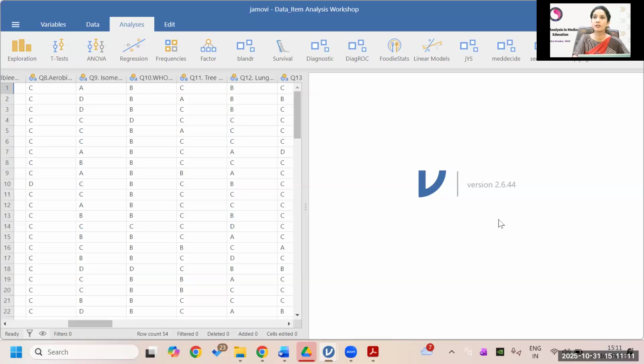Anybody else who's not clear on this? I will repeat it once again. This step is essential before I go to the other analysis. That's why if you have not understood or if you want me to repeat again, please convey right at this time.